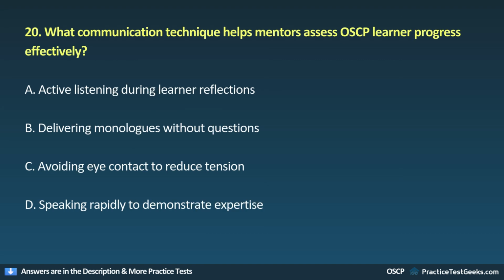20. What communication technique helps mentors assess OSCP learner progress effectively? A. Active listening during learner reflections. B. Delivering monologues without questions. C. Avoiding eye contact to reduce tension. D. Speaking rapidly to demonstrate expertise.